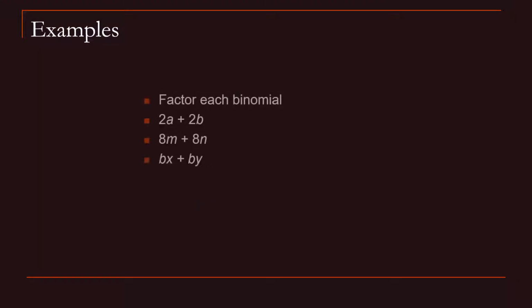Here's some examples for you to try. GCF factor each binomial. Pause the video at this point to give yourself a chance to do it on your own. Here are your answers. For the first one, you factor out a 2, and you're left with a plus b in the parentheses. So 2 times the quantity a plus b. In the second one, you factor out an 8, and you're left with m plus n. In the third one, you're going to factor out a b, and you're left with x plus y.